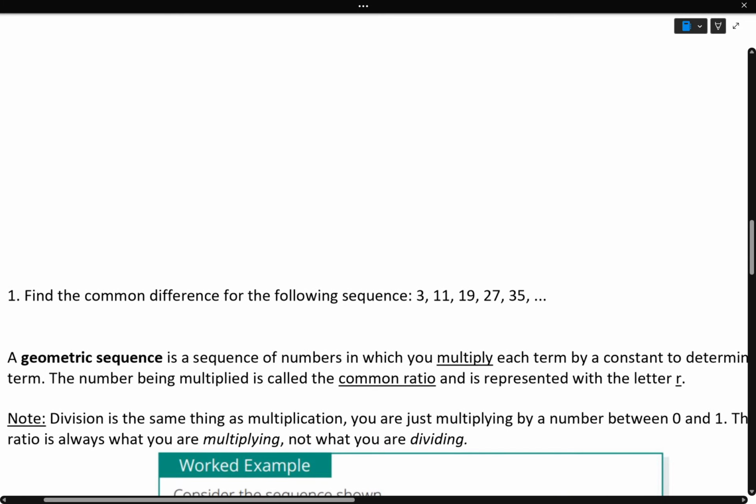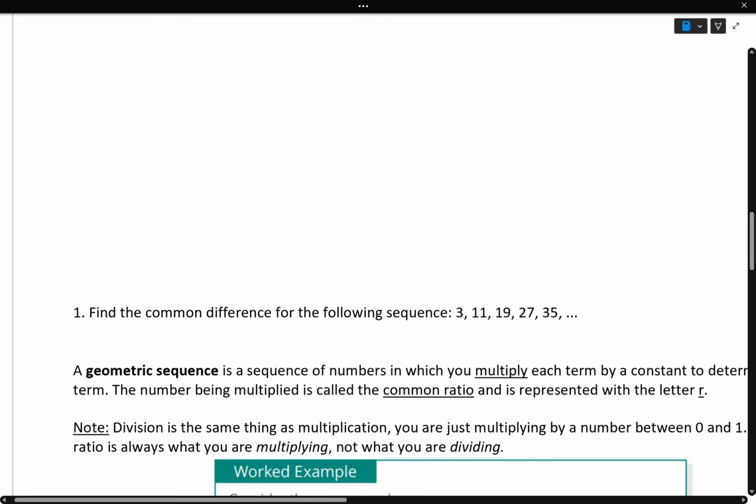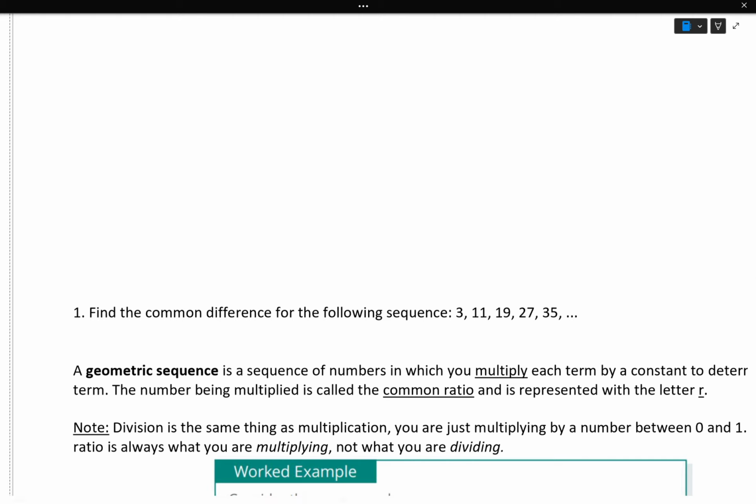Oh, my spacing turned out weird, but for number 1, I guess we'll answer above it. My bad. Let's find the common difference for this one. So we've got 3, 11, 19, 27, 35. Now let's say you're not that good at mental math. Let me show you how we would figure this out without having to do mental math.